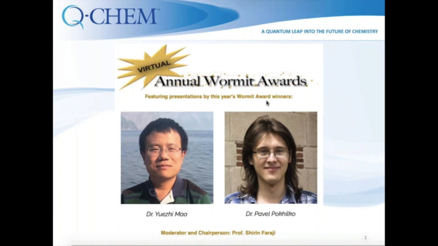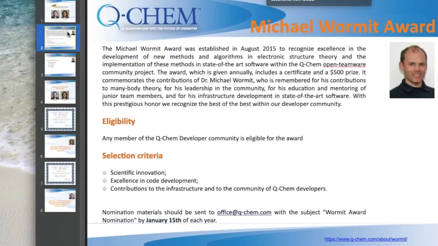To commemorate Michael's contribution to QChem community, QChem Board of Directors established an award in his name. On behalf of the Board of Directors, let me introduce Michael Wormit Award. The award has been established in August 2015 to recognize excellence in developing new methods and algorithms in the area of electronic structure and implementing these methods in state-of-the-art computer codes within QChem Open Teamware Community Project. The award is given annually, and it includes a certificate, which I will show you soon, and $500 prize.